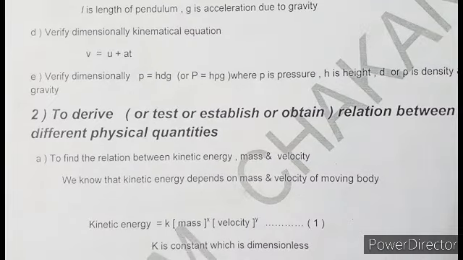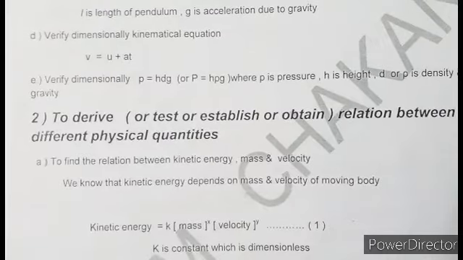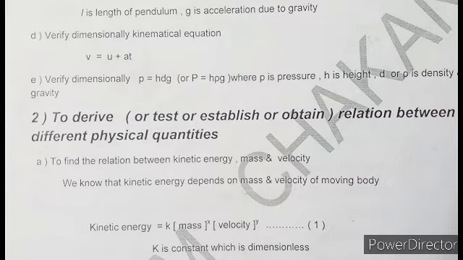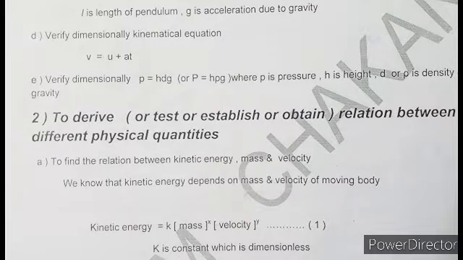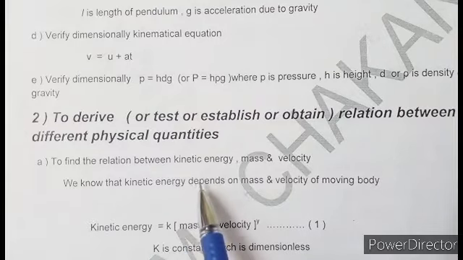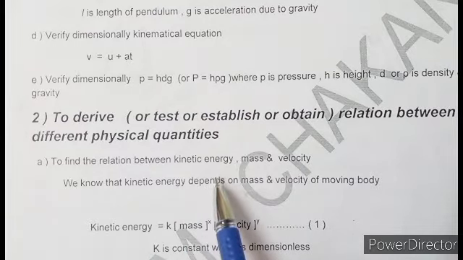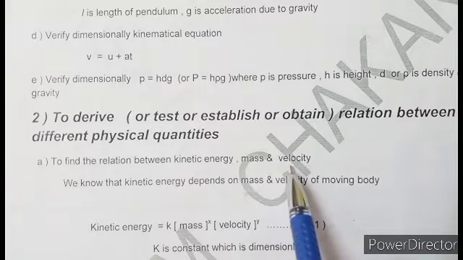In the exam, the question may be asked in different ways: either test, establish, obtain or derive. But the meaning of all these words is the same, that is, to find or derive the relation between different physical quantities. So the first example: to find the relation between kinetic energy, mass and velocity.